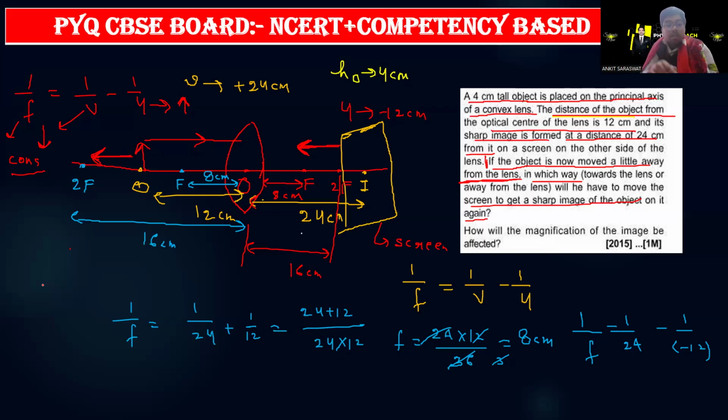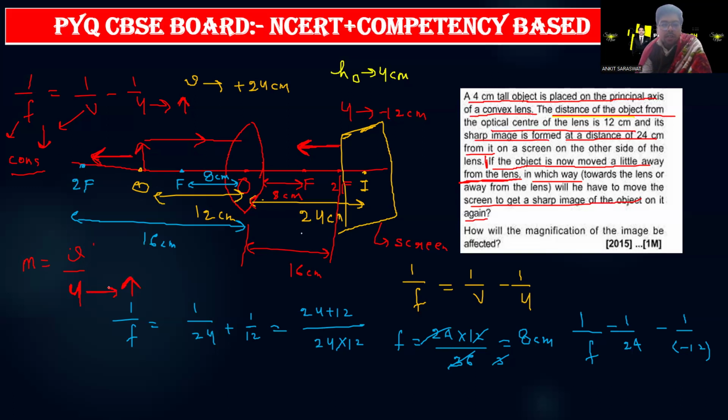When the object is at focus, the image is at infinity. Clear? When the object is between f and 2f, the image is beyond 2f. So if you are going towards the lens, the image is going to shift away from the lens. If you are going away from the lens, the image is going to shift towards the lens. Clear? So how will the magnification of the image be affected? You tell me, what is magnification? It is v by u. For example, you are increasing u.